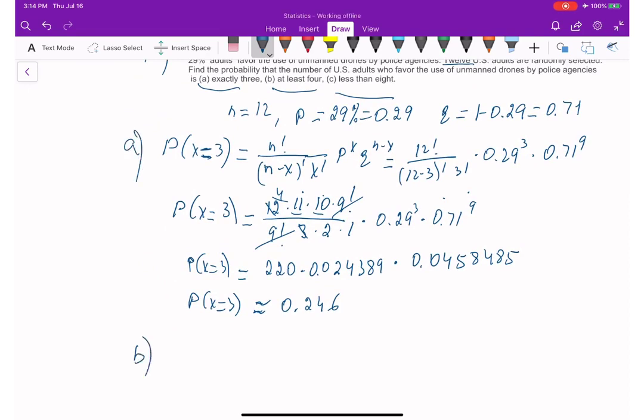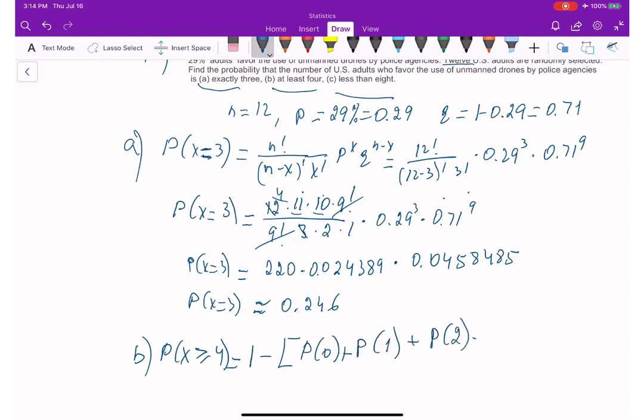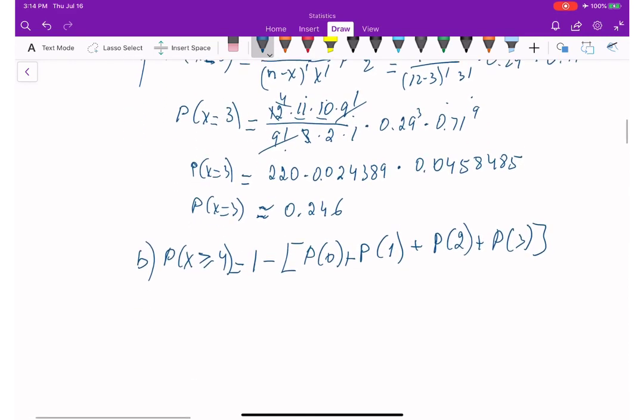What is our B? At least 4. So the probability for at least 4, meaning greater than or equal to 4, is equal to 1 minus the probability of 0, probability of 1, probability of 2, probability of 3. Okay? So why is that? Because, look here.